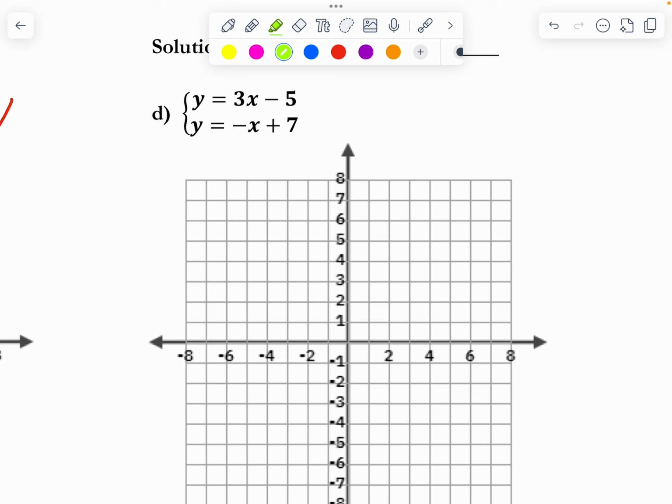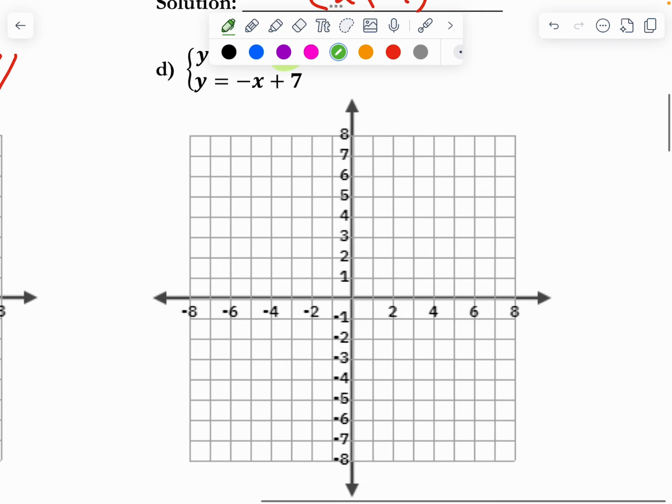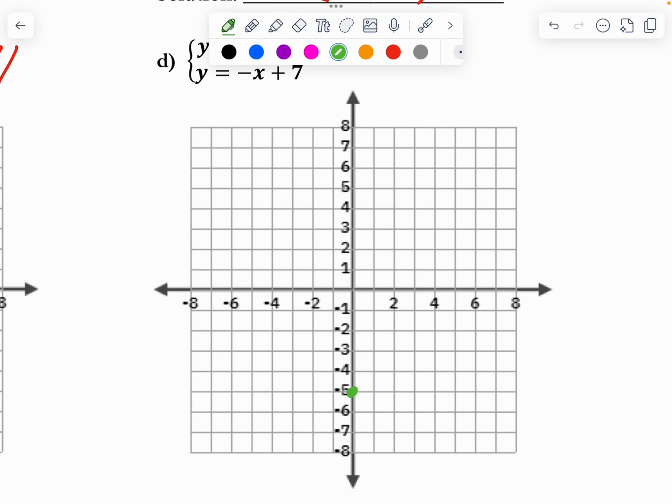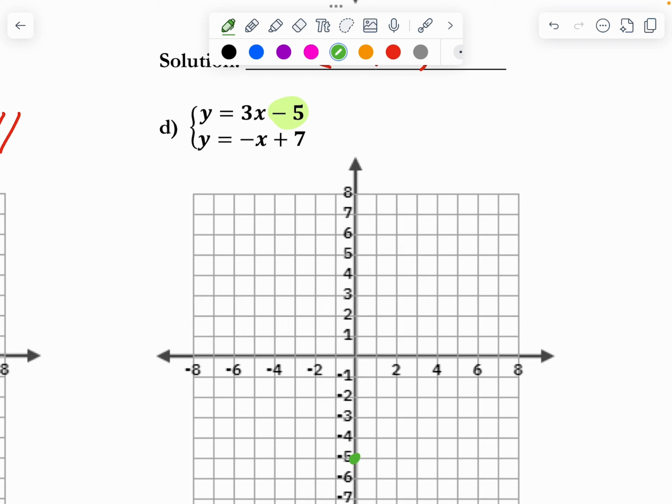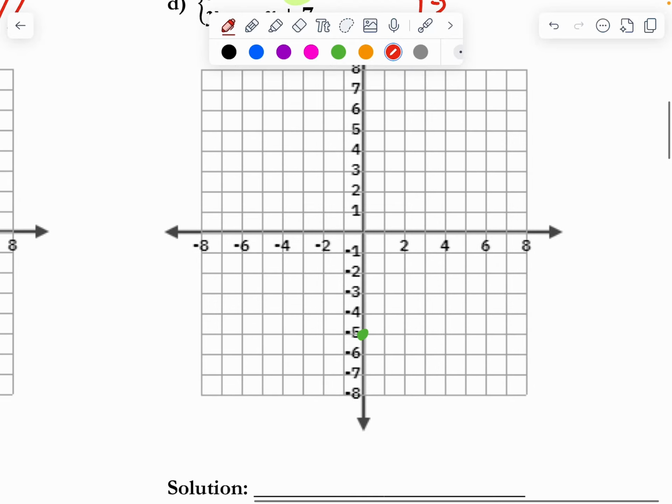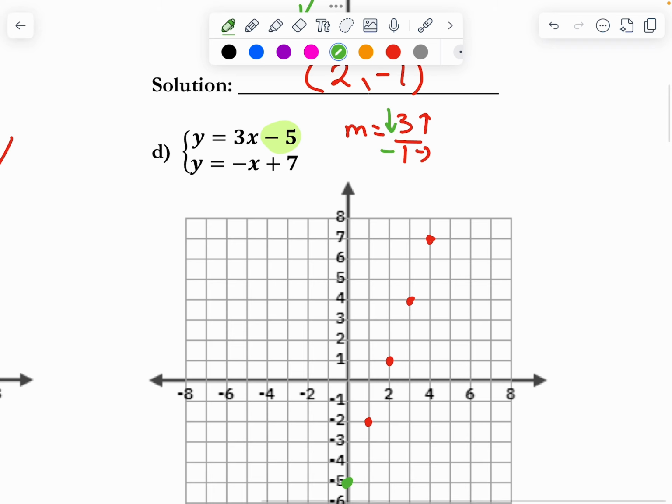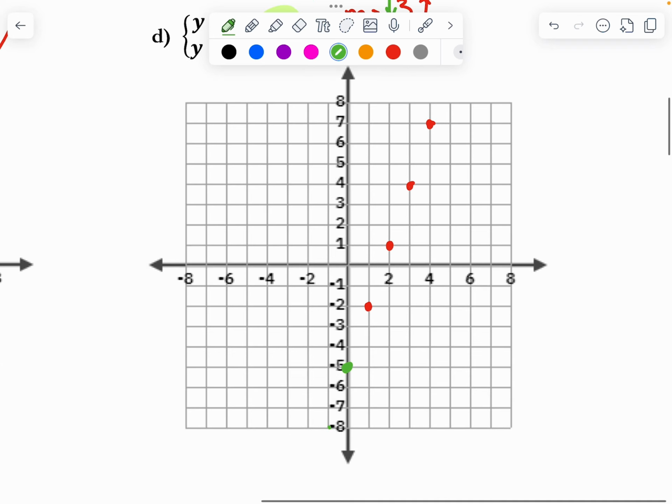Again, my y-intercept here is -5. So I'm going to go down to -5. That was my y-intercept. My slope here is 3, not just 3, 3 over 1. Positive means up and to the right. So we're going to go up 3 over 1, up 3 over 1, up 3 over 1. If I wanted to go the opposite direction, I could go down and to the left. So you have to flip both.